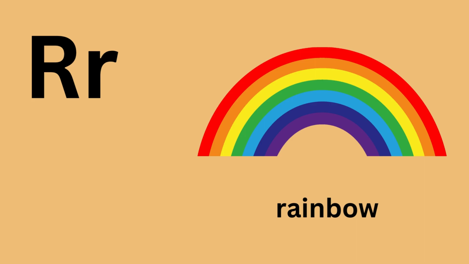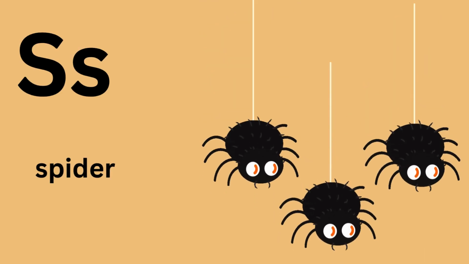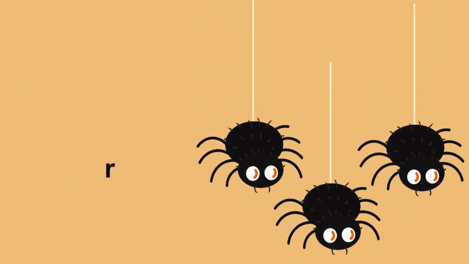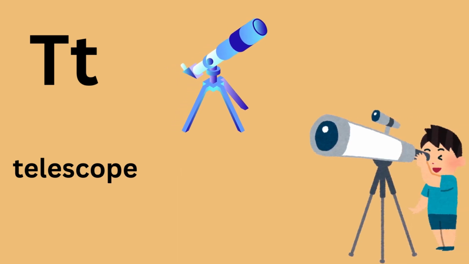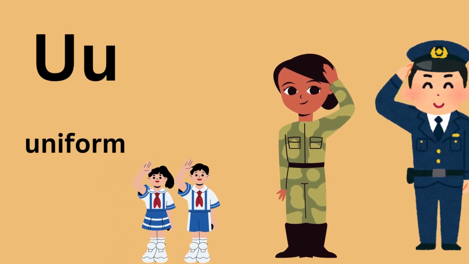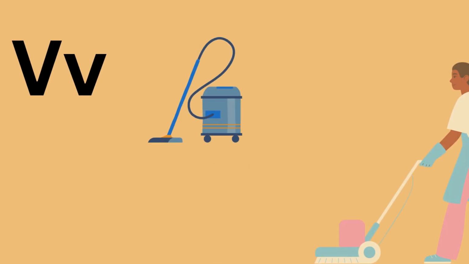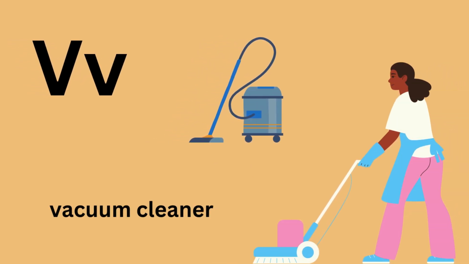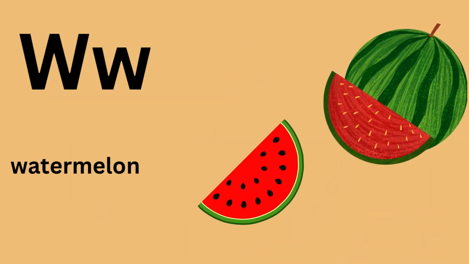R for rainbow. S for spider. T for telescope. U for uniform. V for vacuum cleaner. W for watermelon.